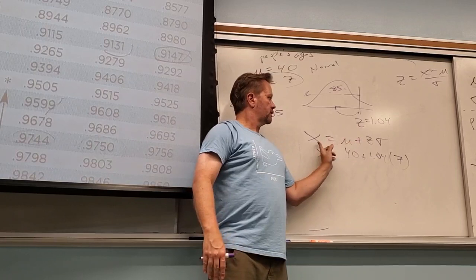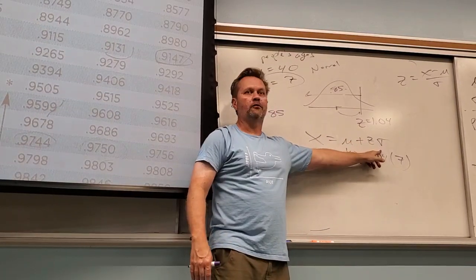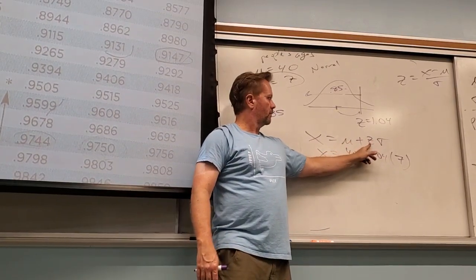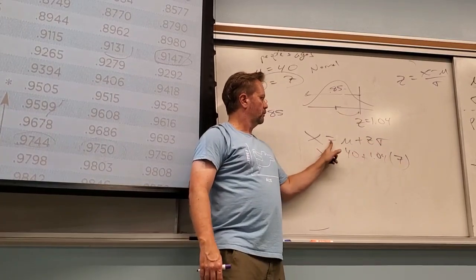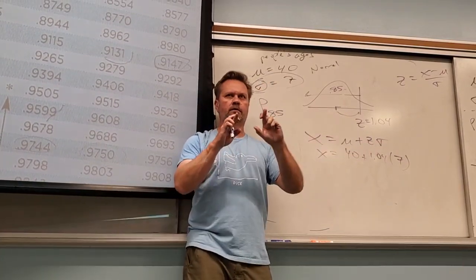I don't know if you guys remember, but this is basically a sentence that defines Z-score for you. The Z-score is the number of standard deviations from the mean to the data point, right? Okay. Yeah.